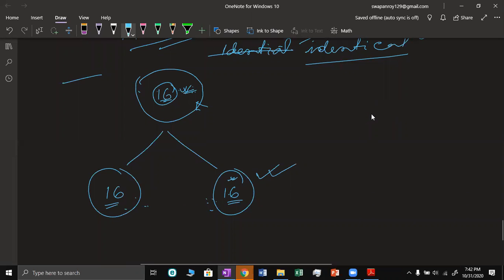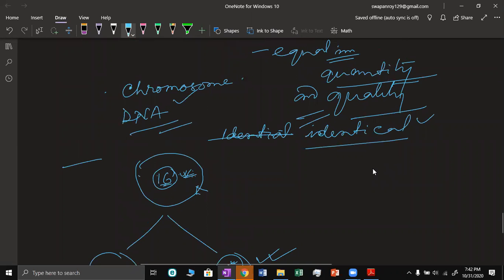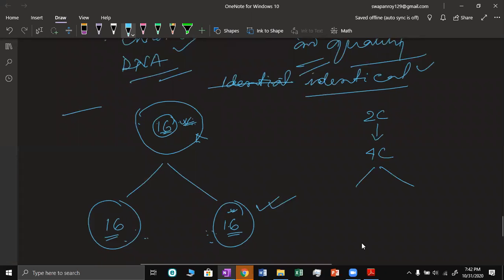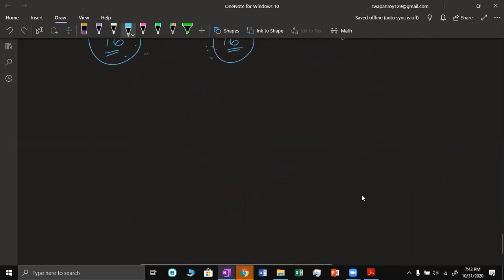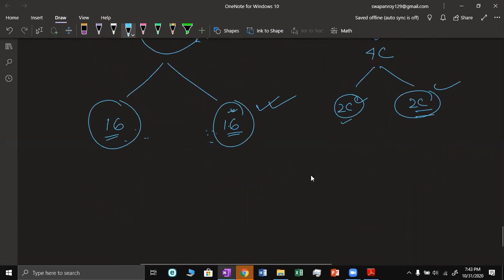Initially, say the DNA content remains 2C. This DNA content increases to 4C, and after that it is divided among the daughter cells. So it is 2C and 2C. Okay, 2C and 2C are produced. So they are identical.